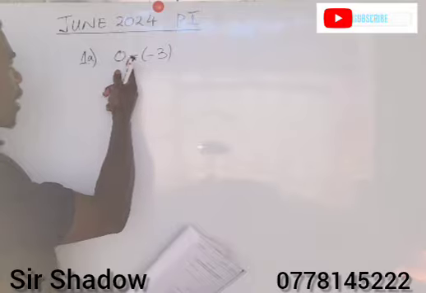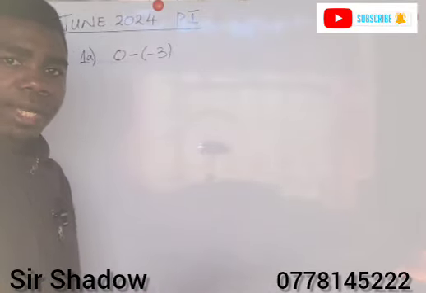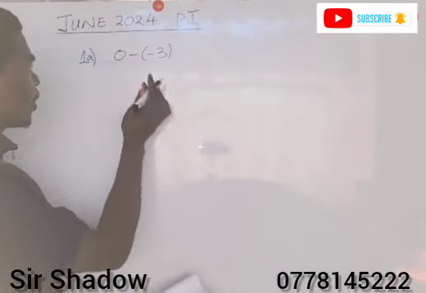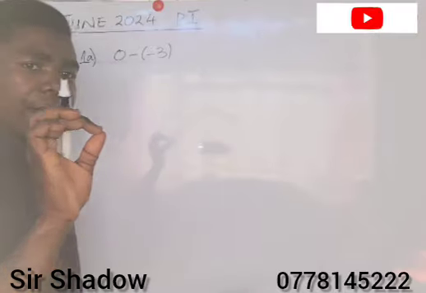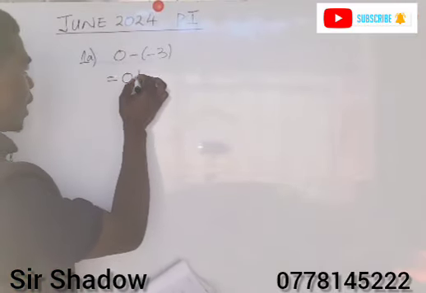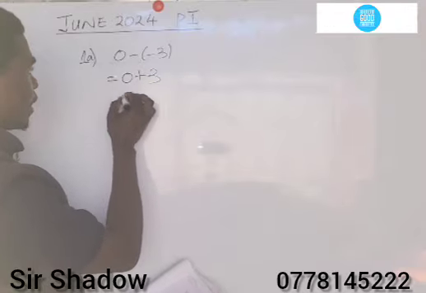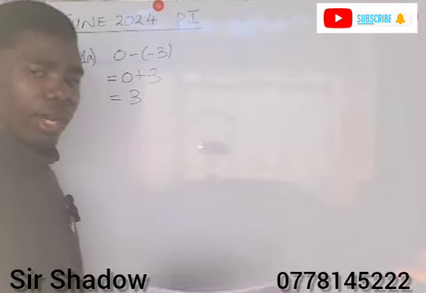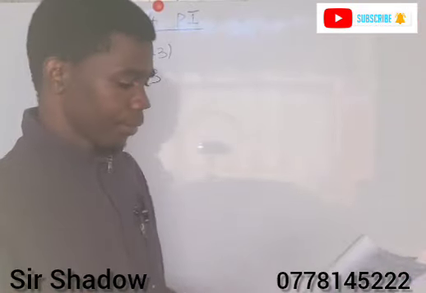So 0 minus 3, application of the numbers. We know negative by negative, or if a negative meets another negative, it becomes positive. So this is equal to 0 plus 3, which is equal to 3. So the final answer becomes 3.